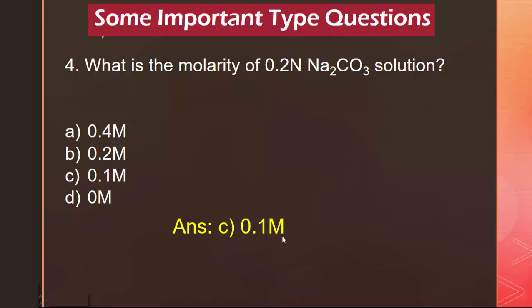Now the point that we need to think about is sodium carbonate. This is a salt which is formed by a strong base, that is sodium hydroxide, NaOH, and a weak acid, that is carbonic acid, H2CO3. So this is a salt formed by the combination of the strong base sodium hydroxide and the weak acid carbonic acid, H2CO3.